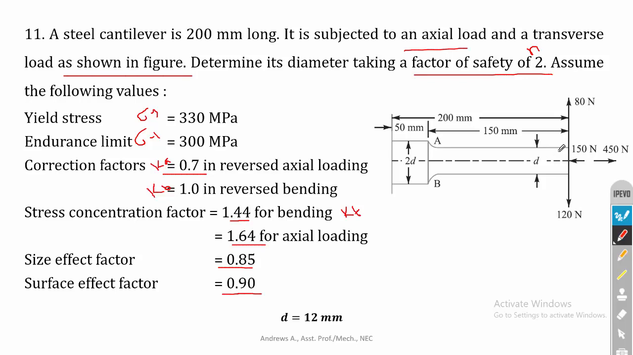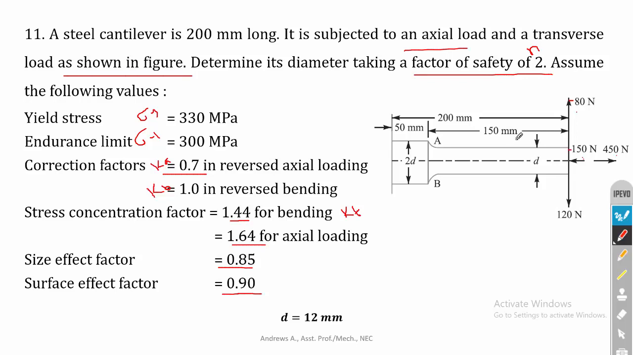Now coming to the drawing, it is also a stepped shaft subjected to both axial and bending load. Here the axial load varies from minus 150 Newton to 450 Newton, so the minimum load is minus 150 Newton and the maximum load is 450 Newton. In the case of bending, the minimum load is minus 80 and the maximum load is plus 120.